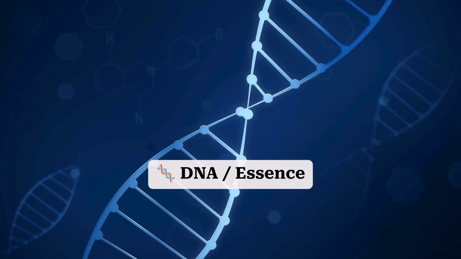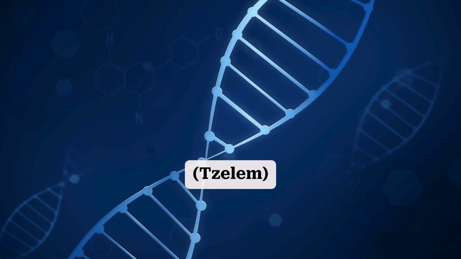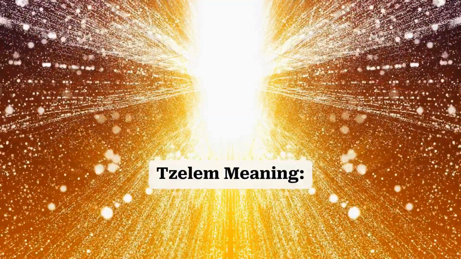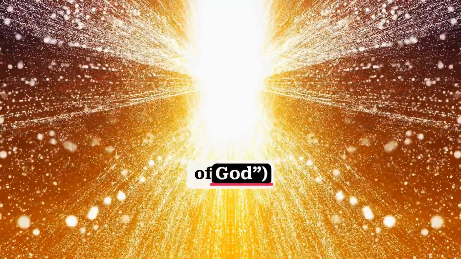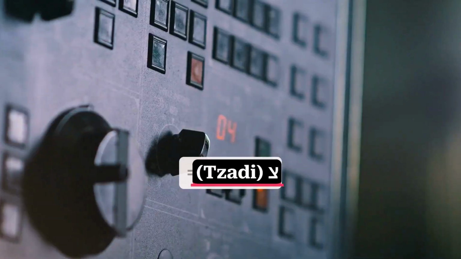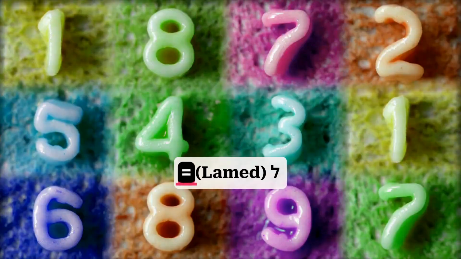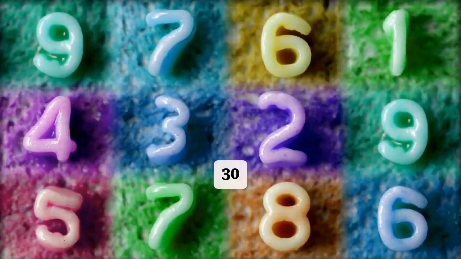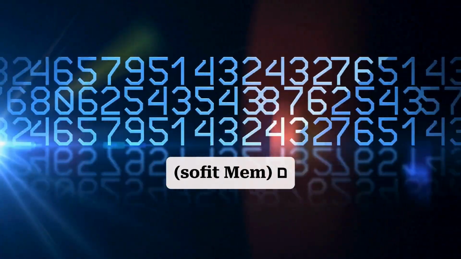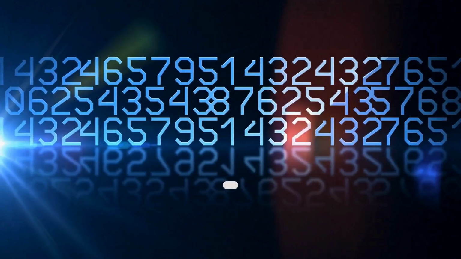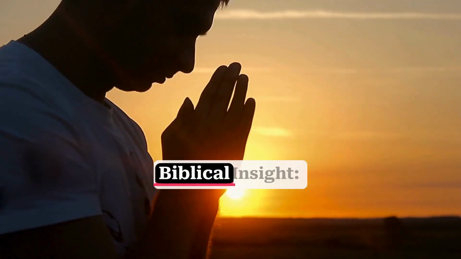DNA essence, Torasha, or Tselem. Tselem meaning image, form, used in image of God. Tsadi is equal to 90. Lamed is equal to 30. Mem Sofit is equal to 40. Total, 160.